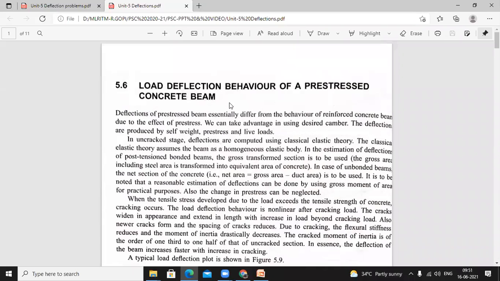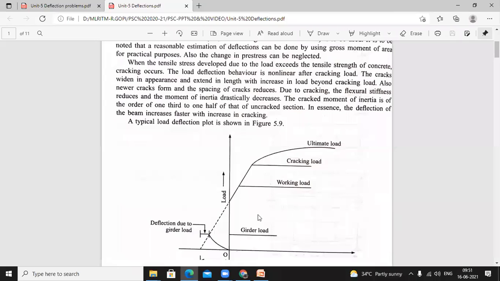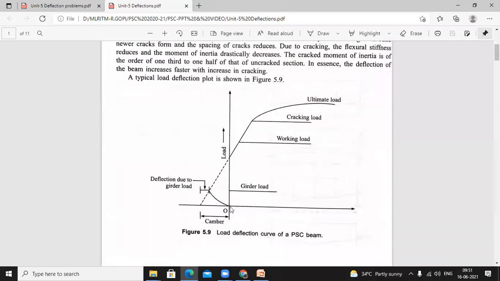So, load deflection behavior of a prestressed concrete beam. Okay, students, here you can see the graph of the load deflection curve of the prestressed concrete beam. So this is the x-axis, this is the y-axis. On the x-axis is deflection and on the y-axis is the load.